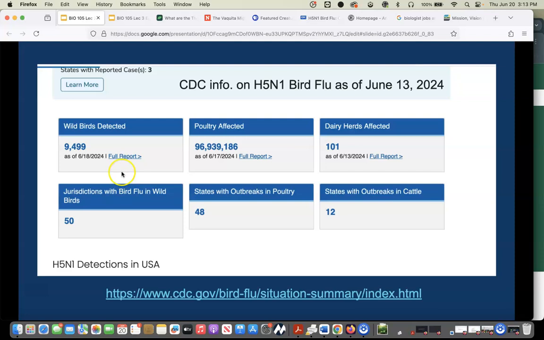And if you look here, as of June 17th, we've had 96 million poultry affected by the bird flu. And this is primarily chickens. So we can see that 101 dairy herds have been affected, and the states with outbreaks in poultry are 48.